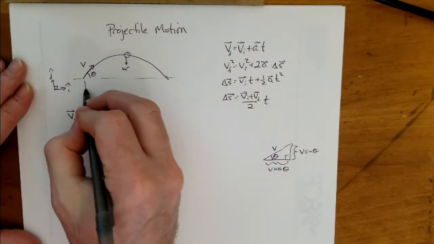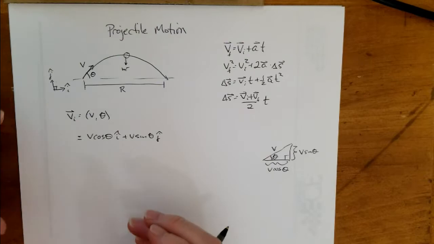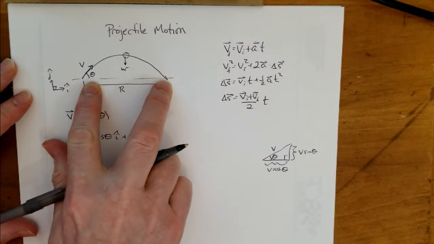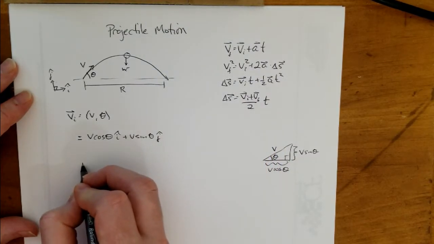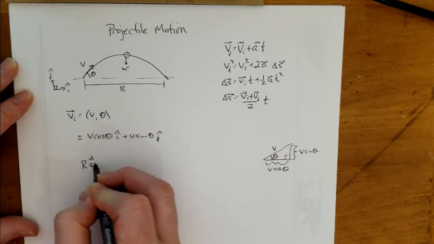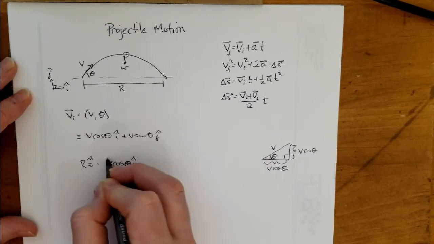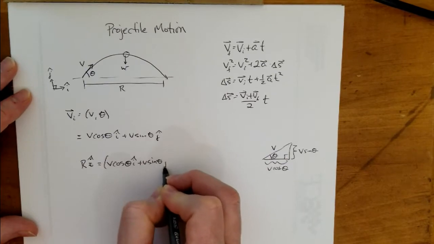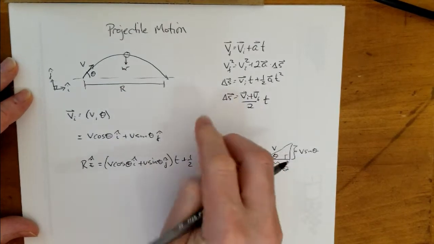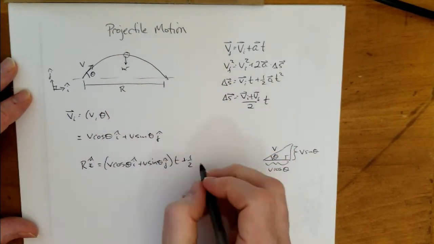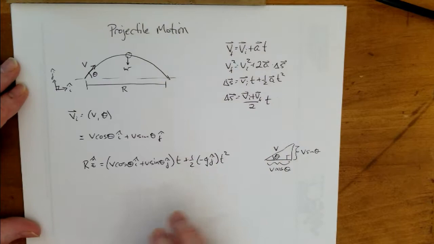So if this is shot some distance r here, and we're just going to take this one specific case, it doesn't necessarily have to land at the same height from which it is shot. And so I have r i hat equals v cosine theta i hat plus v sine theta j hat times time. I'm plugging into this formula right here. Plus 1/2 my acceleration. Well, the acceleration is downwards. It is negative g j hat, because I said up was positive, times time squared.